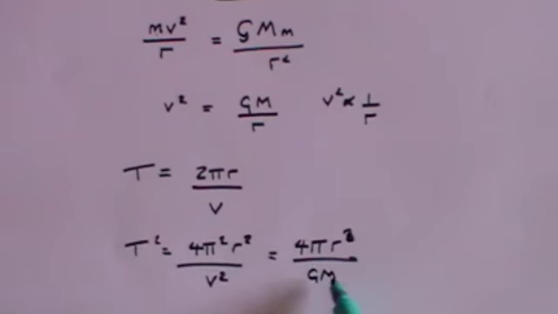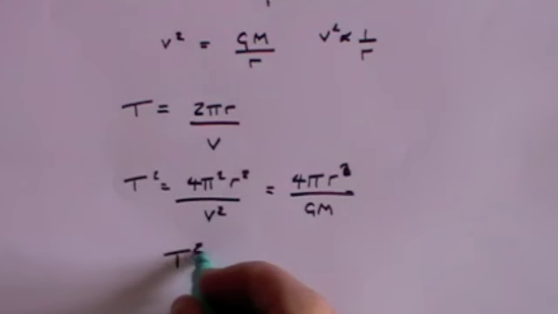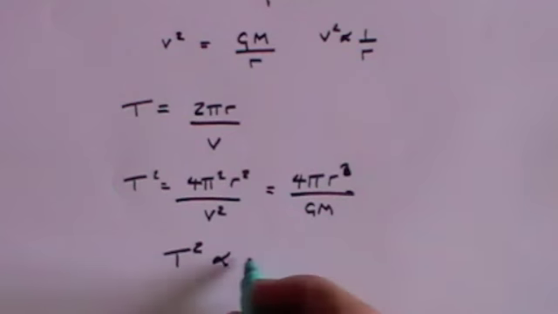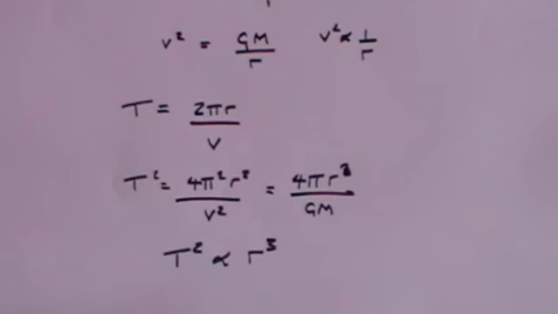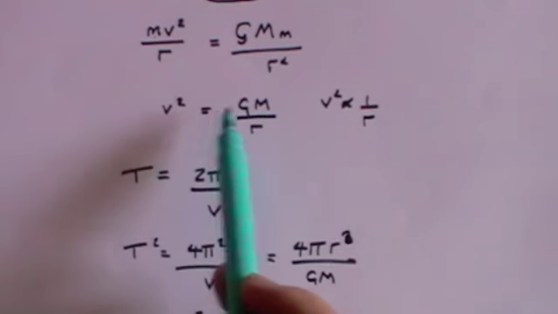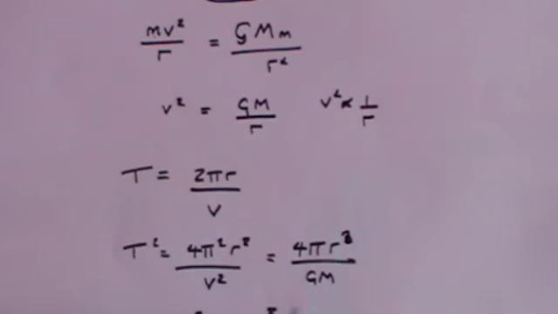4 pi squared over GM is a constant because they are all constants, and that leads us to what is essentially Kepler's third law, which is that T squared, the time that it takes for one planet to perform one complete revolution, is proportional to r cubed, the distance away from the Sun. But let's return to this formula here. v squared is GM over r, so v squared is proportional to 1 over r.